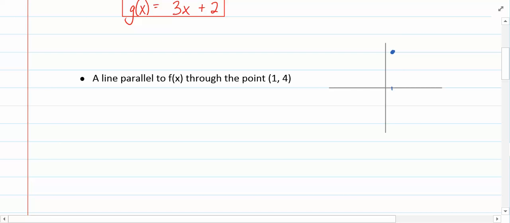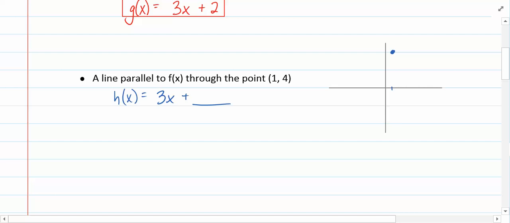Now from here, since the line has to be parallel to f of x, let's call this one h of x, since we used g of x as well. We're starting off with 3x, that represents the slope of the line, but what we need to do is find the intercept. We need to find the value at which the graph will cross the y-axis.